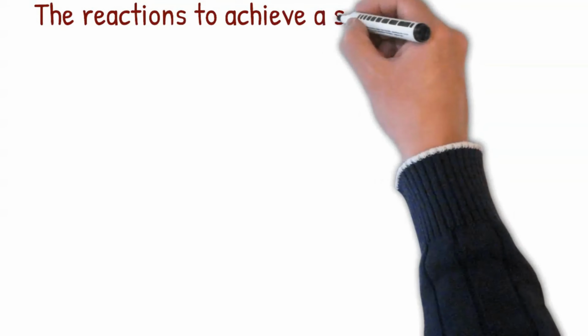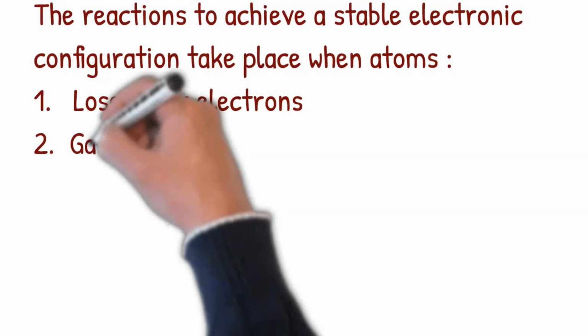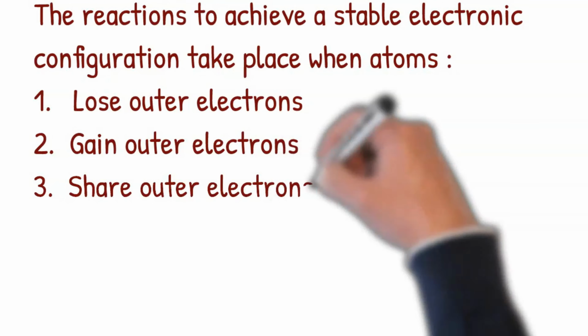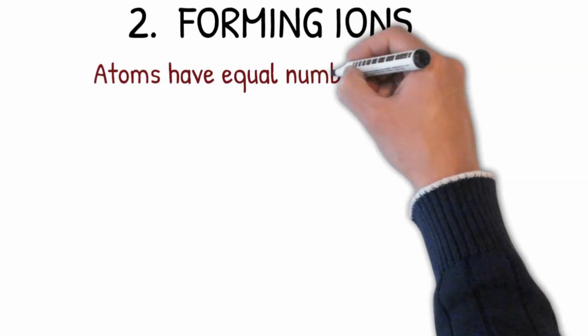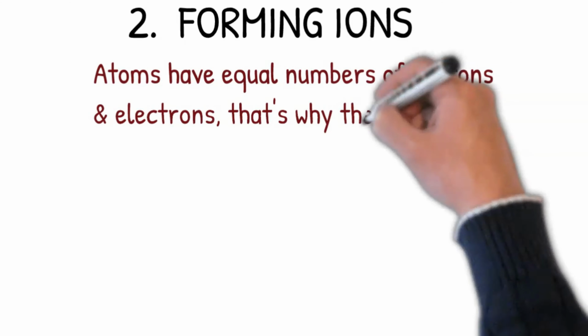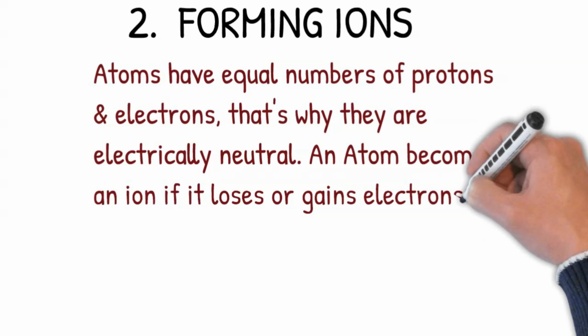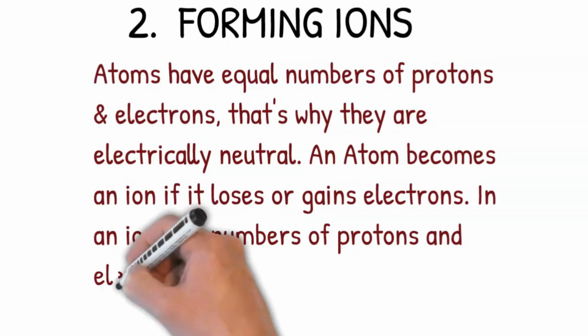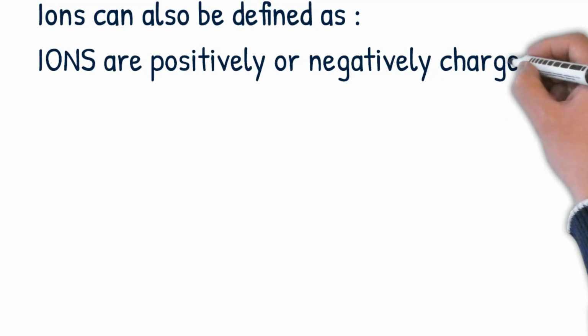The reactions to achieve a stable electronic configuration take place when atoms lose outer electrons, gain outer electrons, or share outer electrons. When atoms lose or gain electrons, they form ions. Atoms have equal numbers of protons and electrons. That's why they are electrically neutral. An atom becomes an ion if it loses or gains electrons. In an ion, the numbers of protons and electrons are different. Thus, an ion can carry positive or negative charge. Ions can also be defined as positively or negatively charged particles.